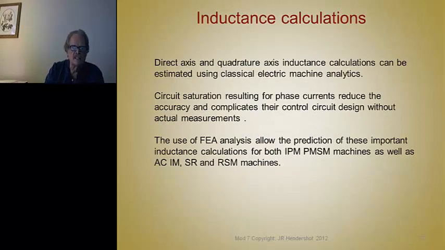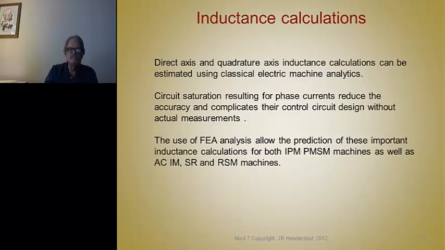Inductance calculations, that's another area. There's formulas for D-axis and Q-axis inductance calculations. They can be estimated using classical electric machine analytics. But the problem with those solutions is saturation of the iron. Open circuit inductance calculations can be pretty accurately estimated using classical electric machine analytics.